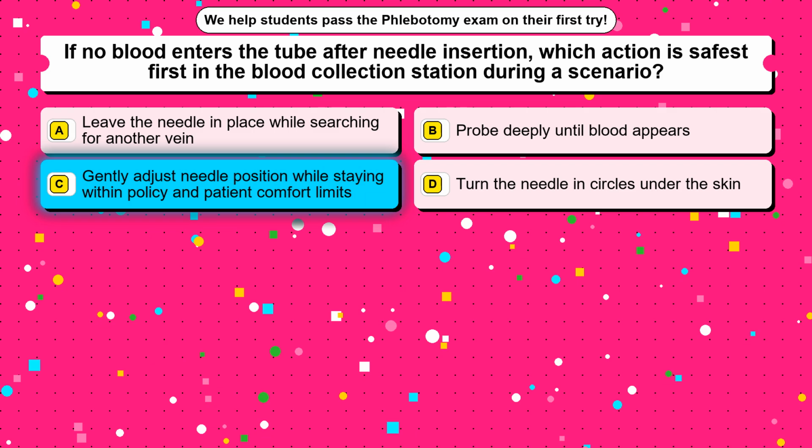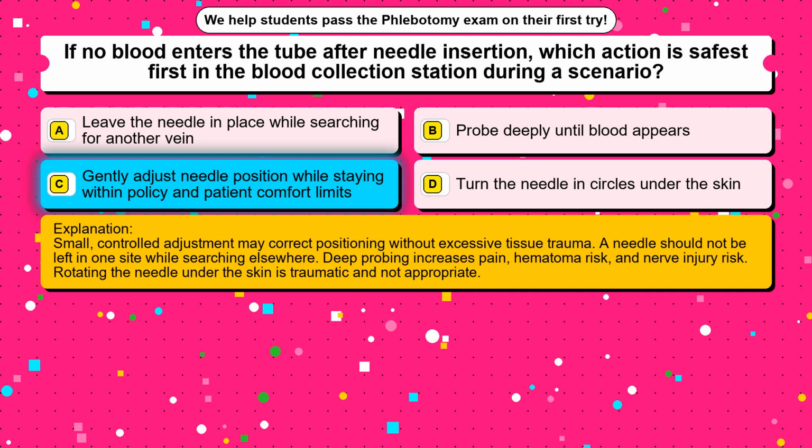Gently adjust needle position while staying within policy and patient comfort limits. Small, controlled adjustment may correct positioning without excessive tissue trauma. A needle should not be left in one site while searching elsewhere. Deep probing increases pain, hematoma risk, and nerve injury risk. Rotating the needle under the skin is traumatic and not appropriate.